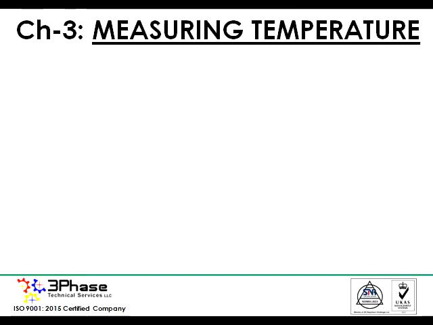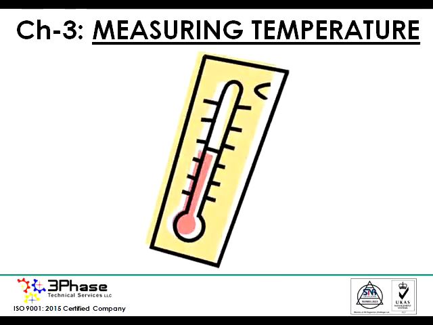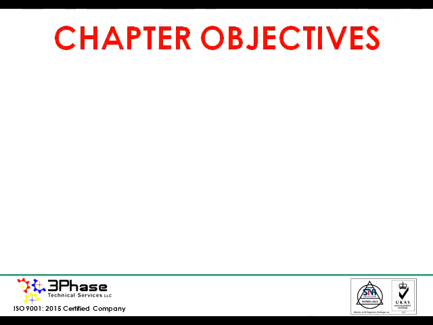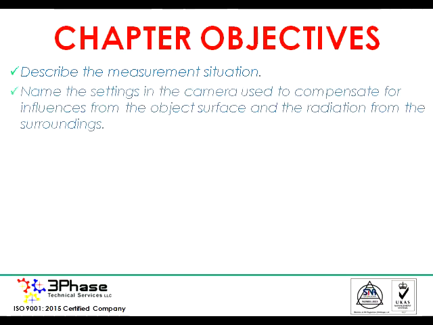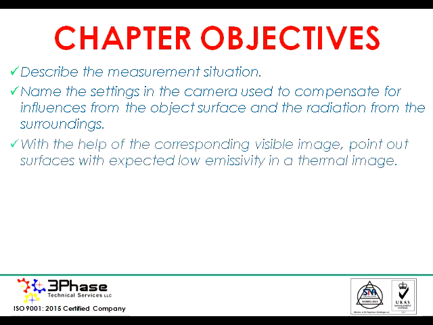Chapter 3. Measuring temperature. The objectives of this chapter are: describe the measurement situation, name the settings in the camera used to compensate for influences from the object surface and the radiation from the surroundings. With the help of the corresponding visible image, point out surfaces with expected low emissivity in a thermal image.